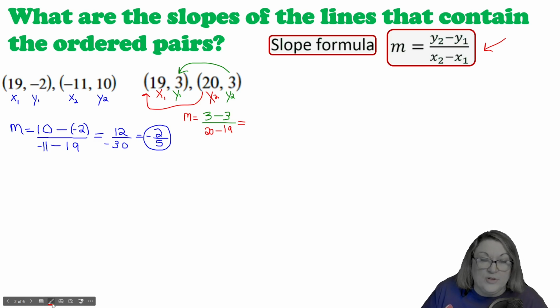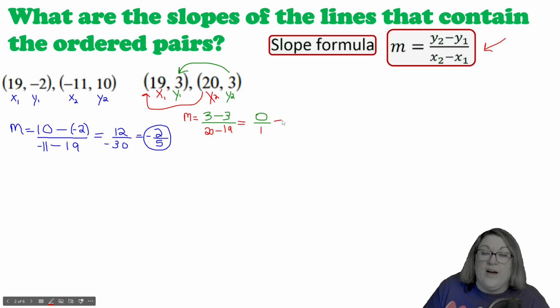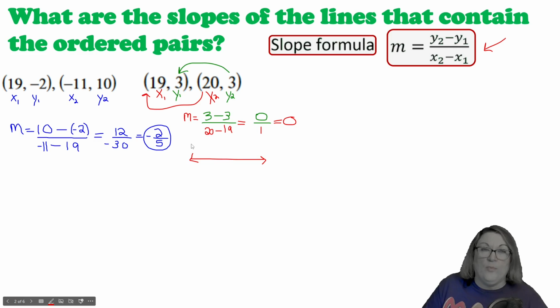Okay, so when we do this subtraction, the Y's are going to give us a 0. The X's are going to give us a 1. And 0 divided by 1 is just 0. So the slope is 0, which means this is a horizontal line. We know that all horizontal lines have a 0 slope. And also, if you watched the video before this on how to find the slope of graphs and tables, I talked about how the Y values are always the same in a horizontal line. So that's why the 3's are the same there.